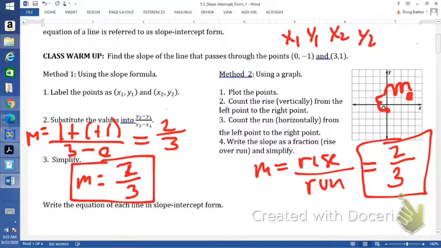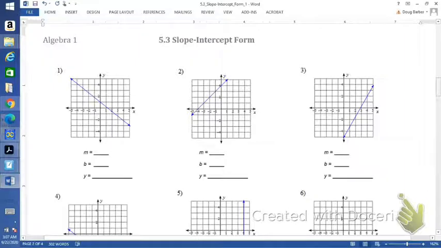Now we're going to write the equation of each line in slope-intercept form for the next part of this lesson. Now, in order to write something in slope-intercept form, you need to know the slope and you also need to know the y-intercept.